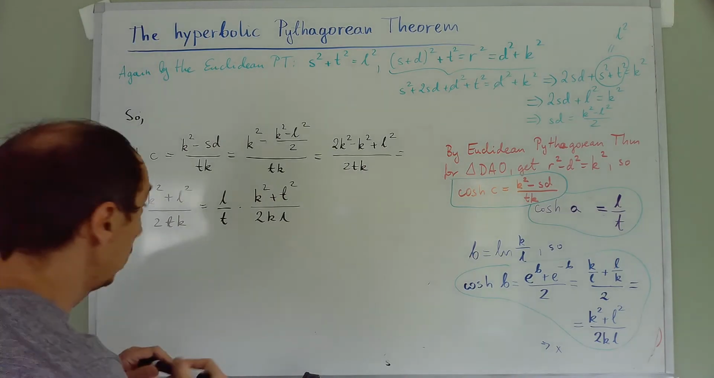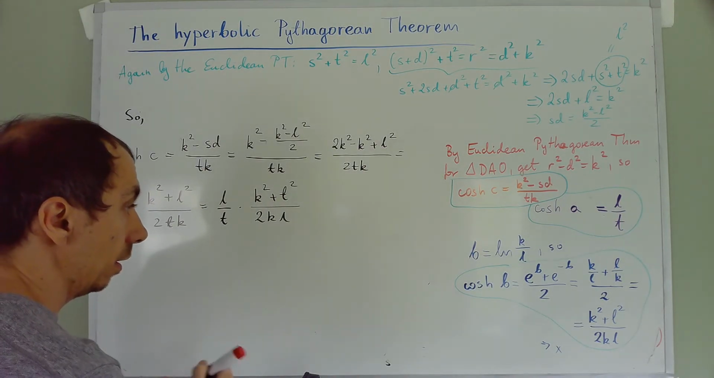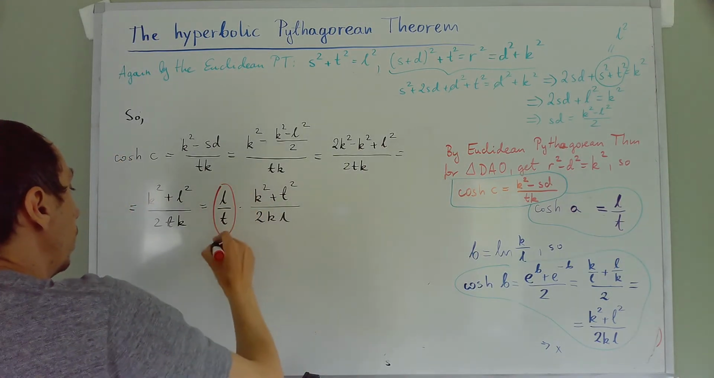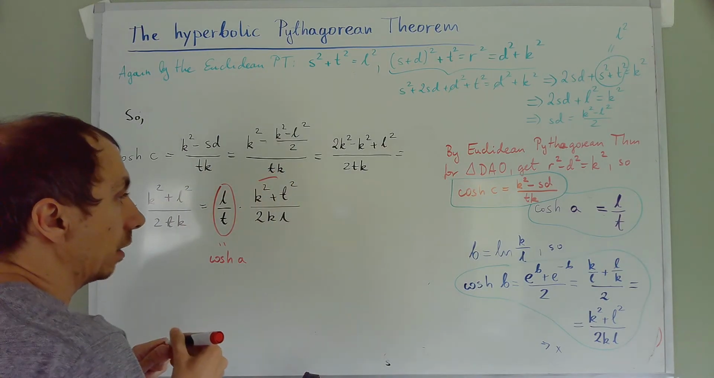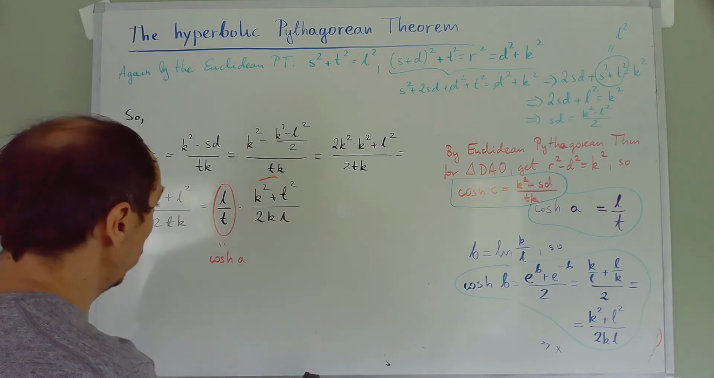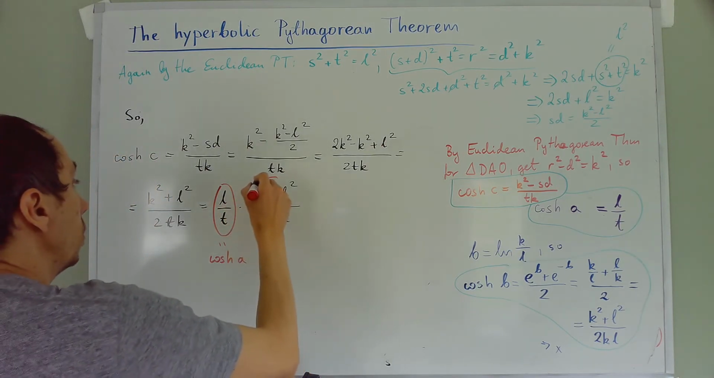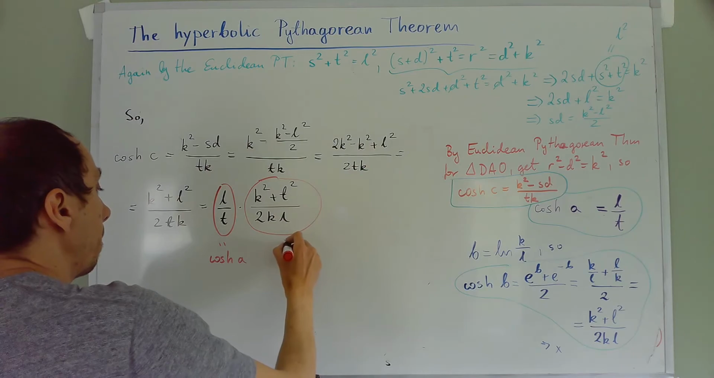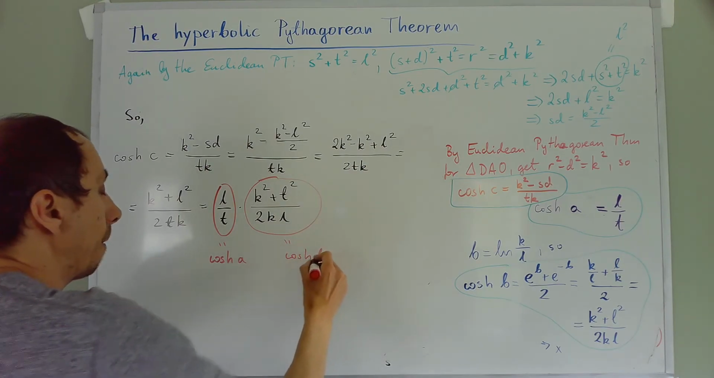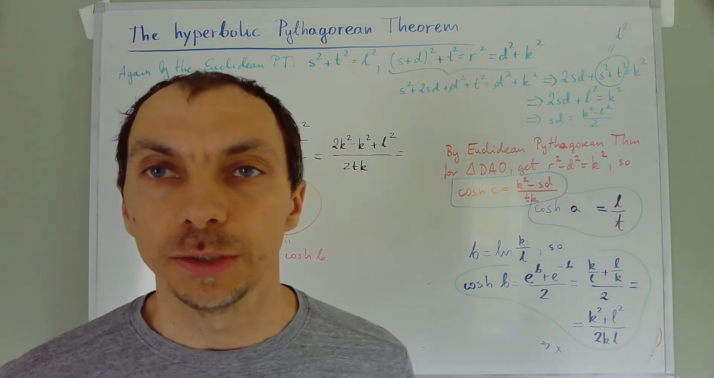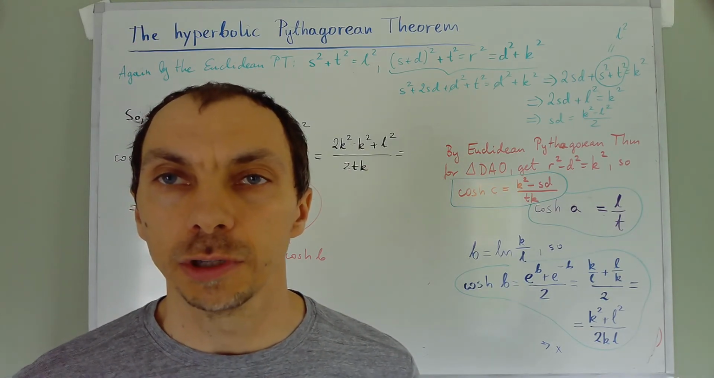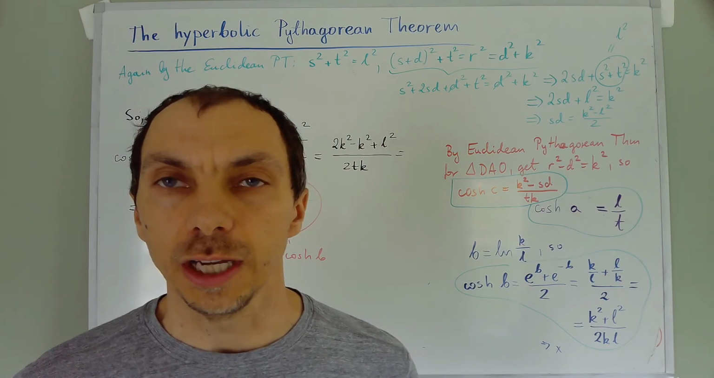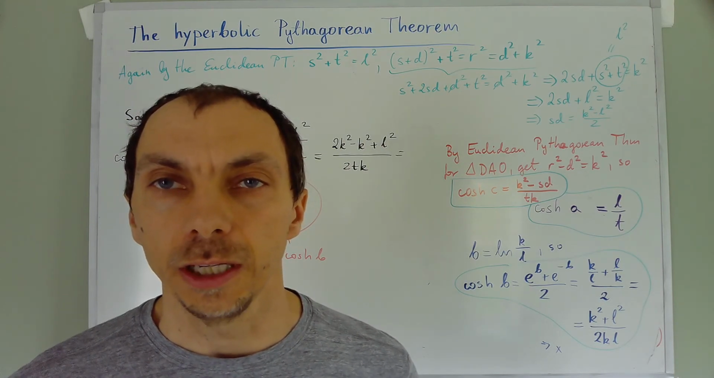But this is cosh A, and the other thing is, this is cosh B. Okay, so this proves the hyperbolic Pythagorean theorem. In the next video, we'll quickly discuss the connection to the planar Pythagorean theorem.